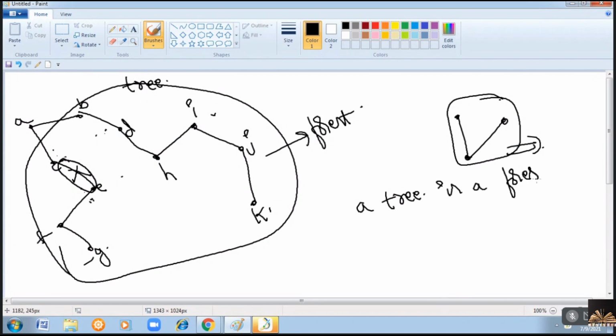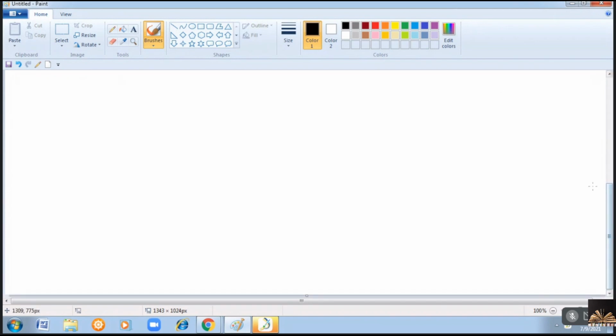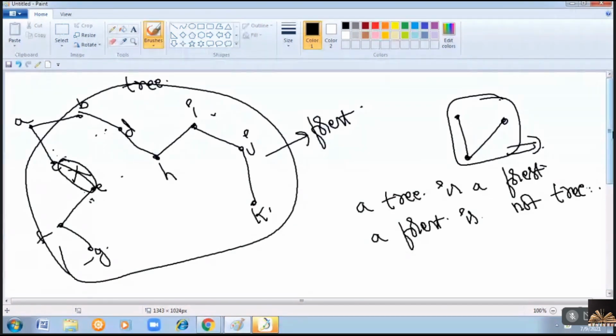So a tree, you can simply say, is a forest. A tree is a forest. But is the vice versa true? That means, is a forest a tree? Forest is not a tree. Forest means it is a group of trees. Clear? A tree can be a forest, but a forest should contain a group of trees, or union of trees. So a tree is a forest, this is satisfied, but its vice versa is not true. Clear?